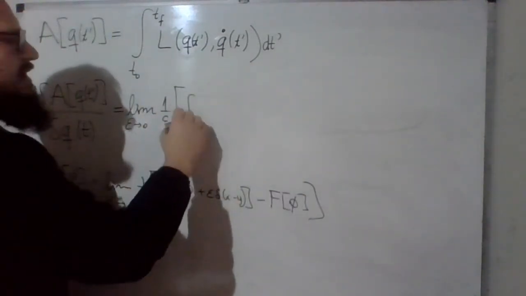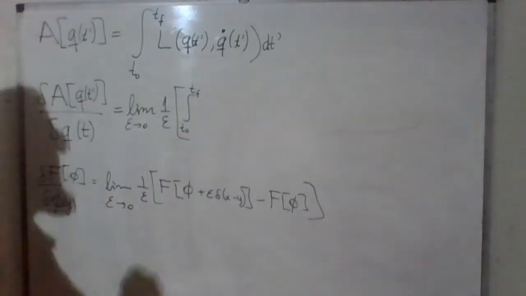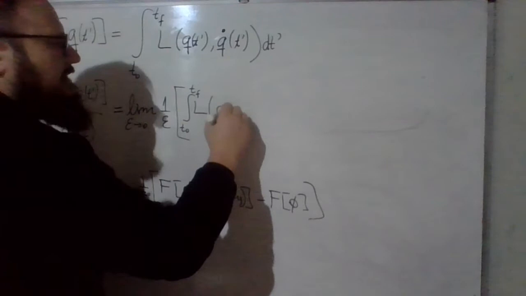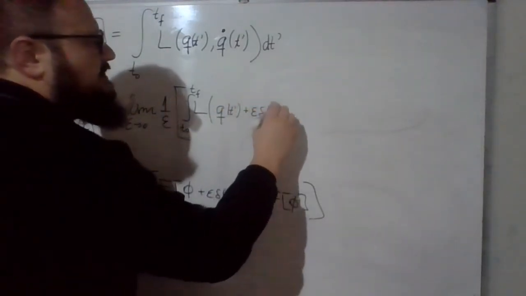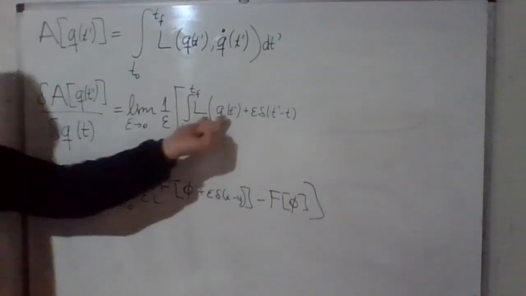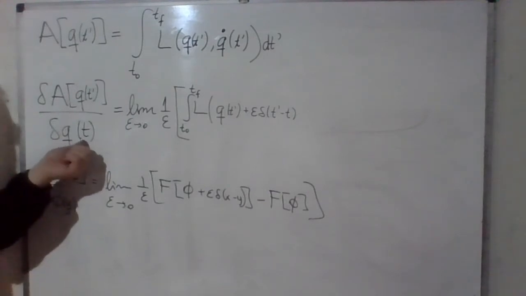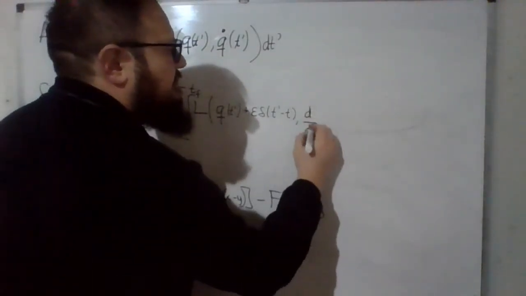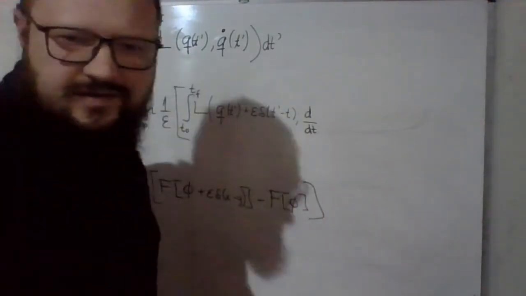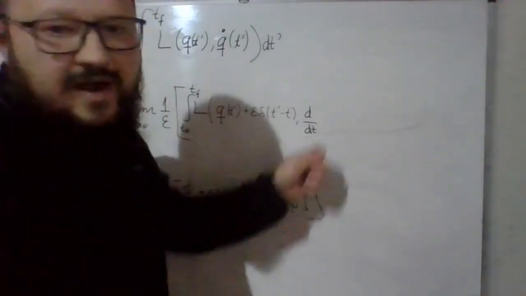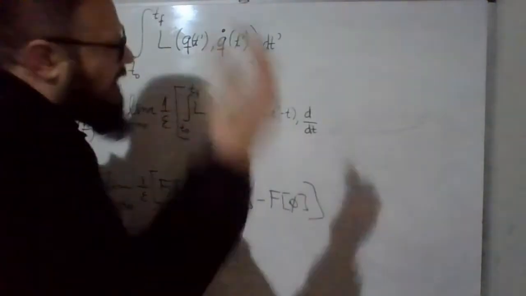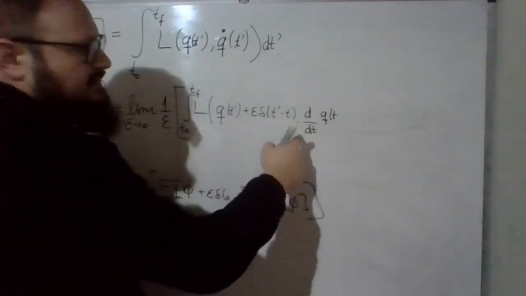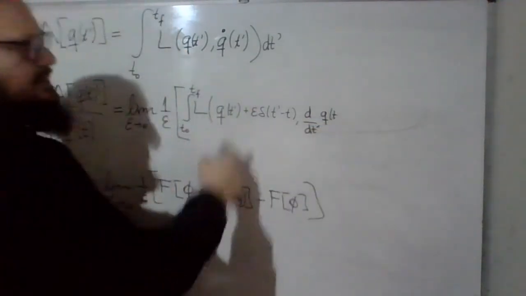We have to calculate an integral from t naught to the final time of the Lagrangian, which is our function, calculated at q at t prime plus epsilon delta of t prime minus t. I am varying the value of q at some instant t in the middle of the trajectory, all right? Of course, I need to calculate the time derivative. In this case, it is a total derivative because I'm considering just time as a possible variable. For fields, you have t, x, y, and z, perhaps. We'll see that later. So you have q dot here, which is the derivative with respect to t prime, because variables depend on t prime.